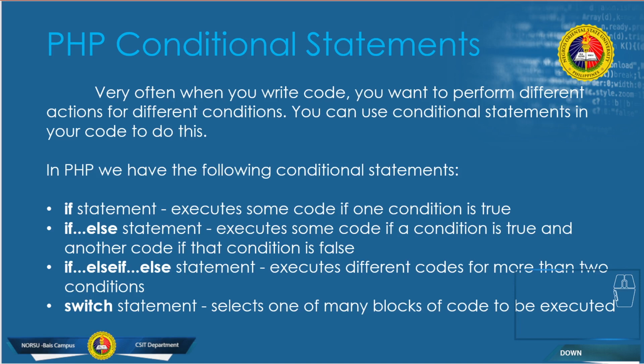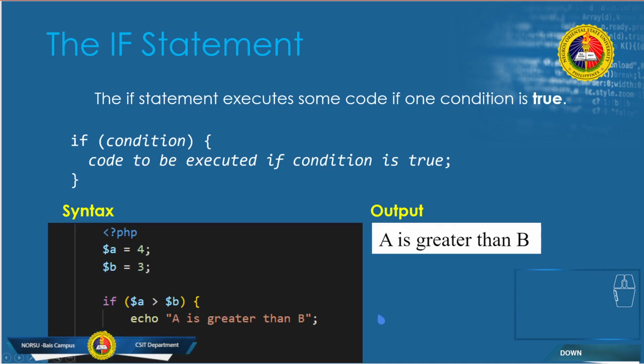The if else statement will execute the code if the statement is true, that is for the if, and then the code in the else will be executed if the statement is false. And then for else if, if the first is true, this is also another true, and this is false. And then the switch statement selects one of many blocks of code to be executed. So anyway, allow me to show it to you again.